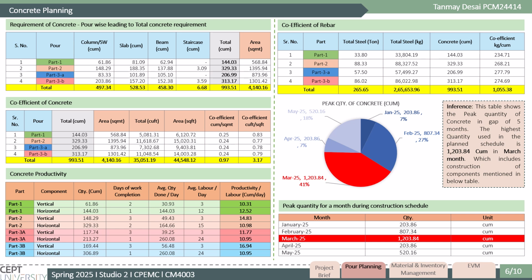The concrete coefficient stands at 0.94 cubic meter per square meter across all pours on average. March 2025 is the peak month for executing the maximum quantities, with 1203 cubic meters, which is 41% of the total quantity from 5 months of pour planning. The best labor productivity is observed in part 3 vertical members at 16.94 cubic meters per day, with an average productivity of 12.4 cubic meters per day.